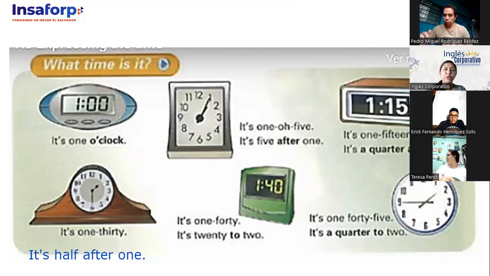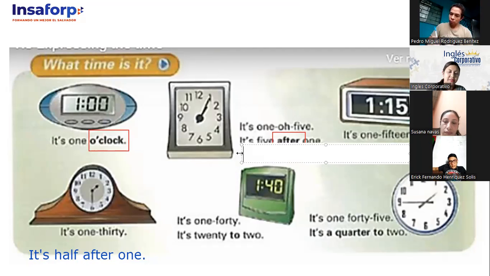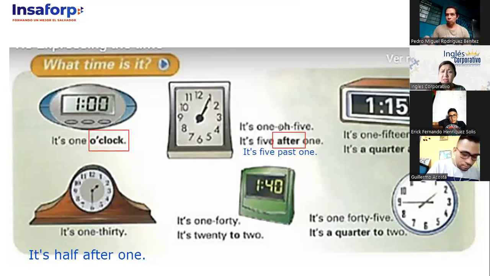Entonces, para decir la hora en punto, vamos a usar la expresión. ¿Qué expresión para decir la hora en punto? O'clock. Luego, para decir de entre una hora y la media hora, podemos usar este: after. Hay otra expresión que significa lo mismo y es past. It's 5 past 1. Podemos usar after o podemos usar past.